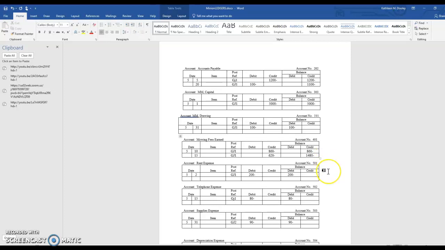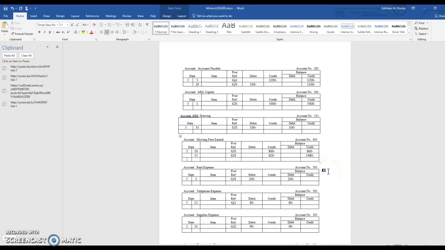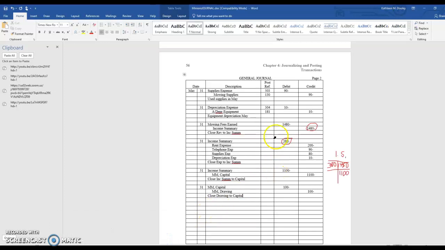Get your cursor outside that last box and hit enter, and it'll give you another row. Okay, so this is on the 31st, and we said we're going to debit it $14.80. The previous balance is a credit of $14.80. This is a debit. Debit and credit is subtract. $14.80 minus $14.80 is 0. That's what we want. And this came from General Journal page 2. And this is account 401. We go back to the journal and we put in 401.